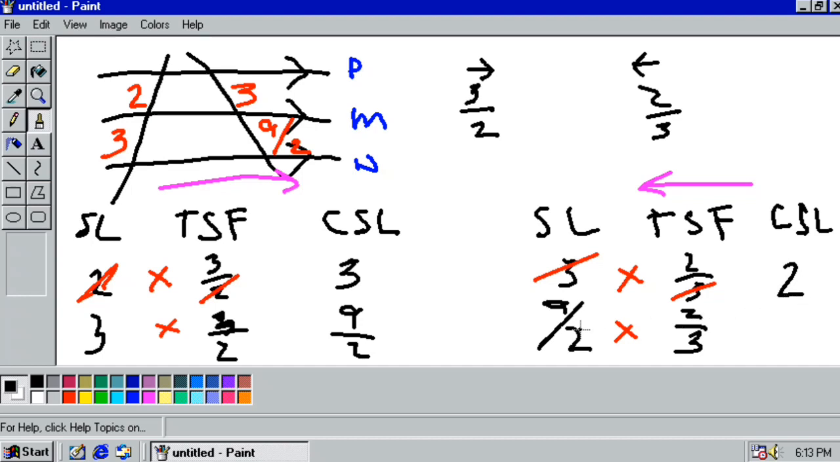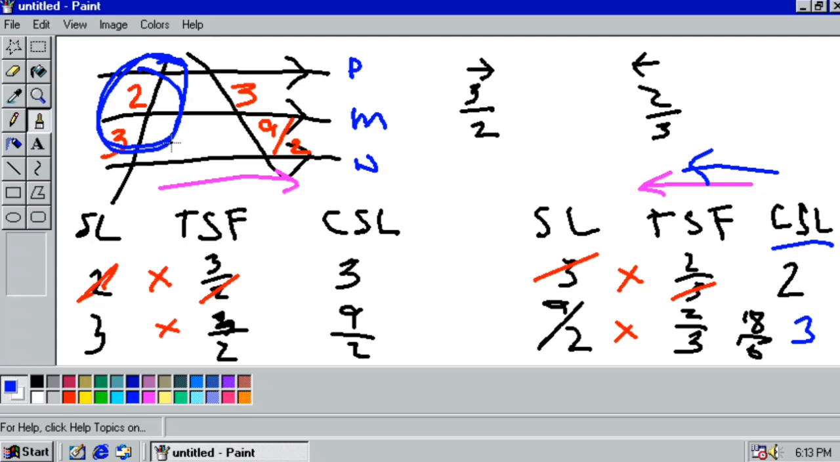Now 9/2 times 2/3. So 9 times 2 is 18. 2 times 3 is 6. And 18 divided by 6 is 3. So as you can see, the corresponding segment length from left to right is just the left side of this figure right here. So that's all for this video.